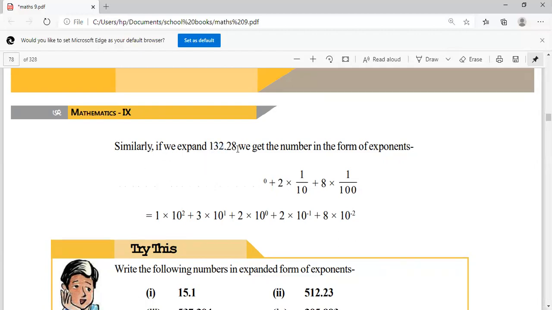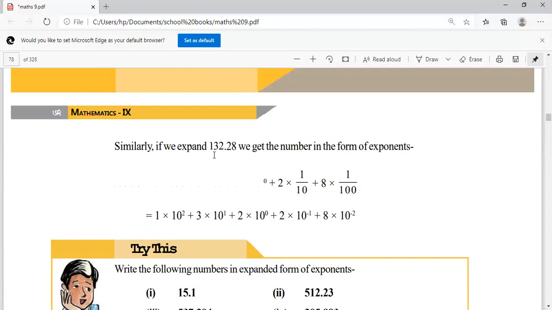Okay, this will be your homework. You have to understand how it is written here. If you are not able to solve this question, you can consult the teacher you have from the school. You will be able to know about that also. That will be explained to you later.